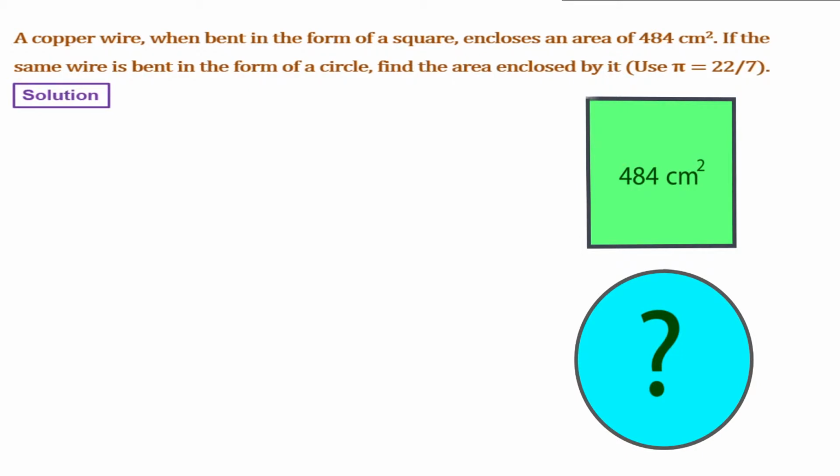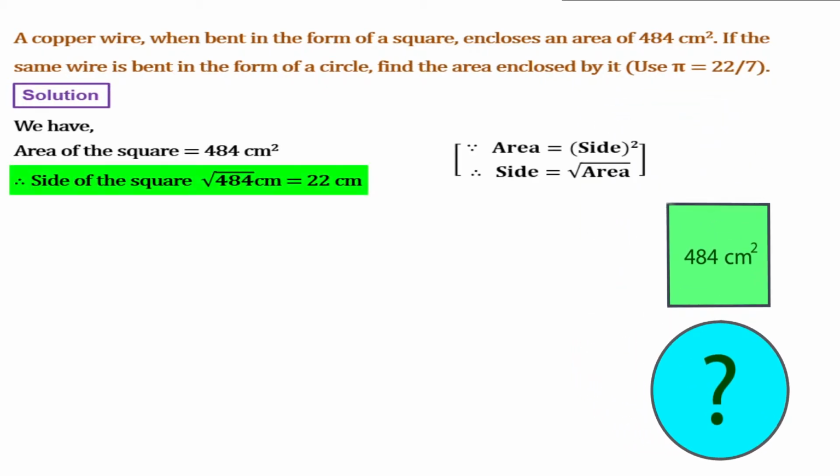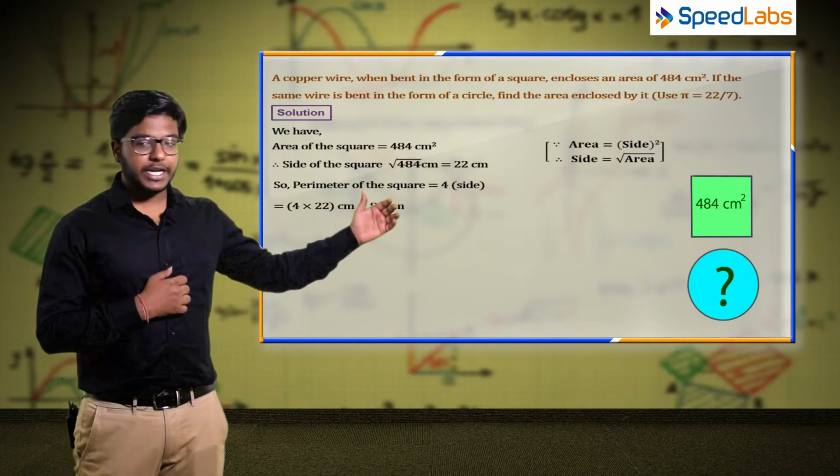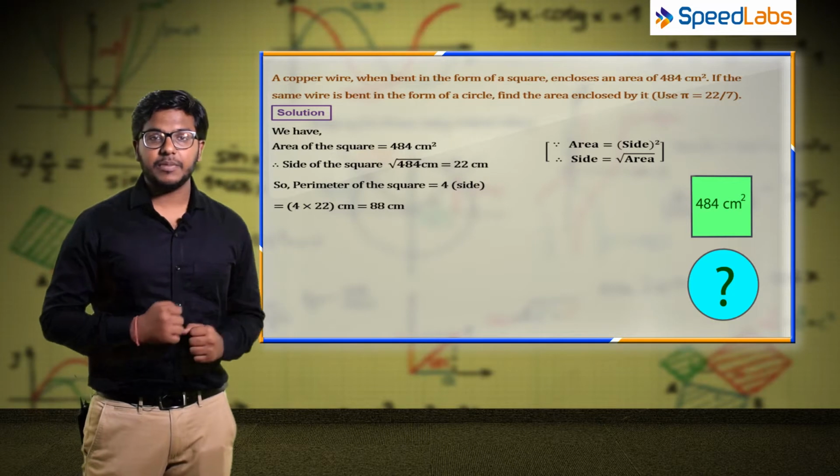So हमें पता है कि area of square कितना होता है, side into side, और एरिया कितना दिया है मुझे क्वेश्चन में 484. तो यहां से साइड लेंथ कितना आ गया, अंडर रूट ऑफ 484, that will be 22 centimeter. Now what will be the perimeter of this square? It will be 4 into 22, that is 88 centimeter.